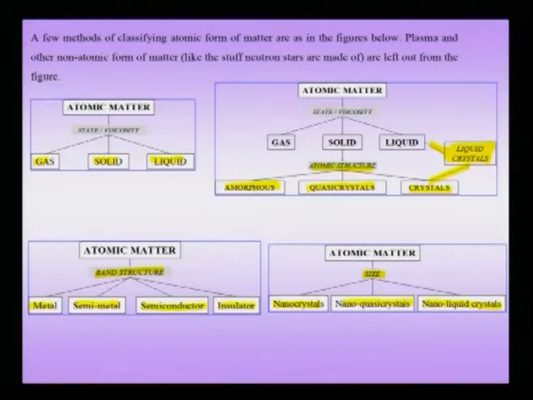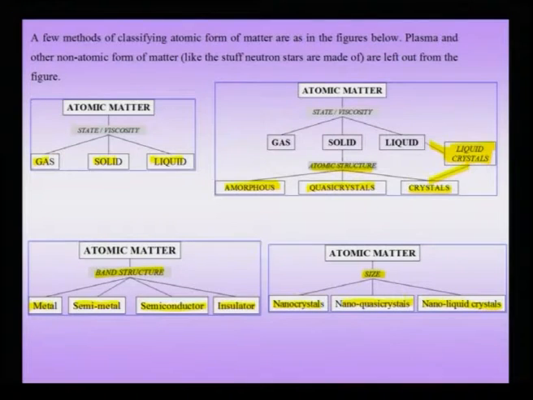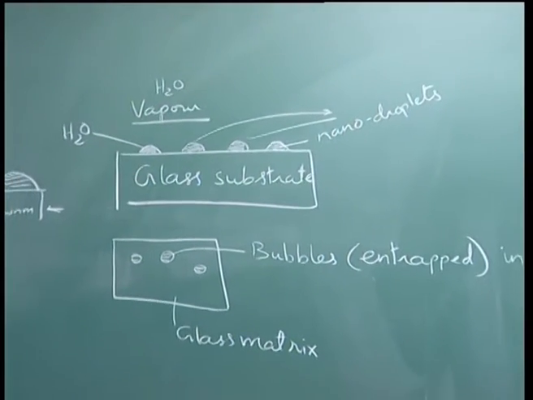In other words, in a semiconductor, even at room temperature, you would find that many electrons have been promoted from the valence band to the conduction band, and therefore, a semiconductor at room temperature would show some conductivity. The important difference between a semiconductor and a metal is that a metal's conductivity degrades with temperature, while a semiconductor's conductivity increases with temperature. Based on size, which is very pertinent to this course, we are actually picking terms from the figures above. We can have nano crystals, nano quasi crystals, nano liquid crystals, and as we have seen here, we can have nano vapor phases, etcetera.